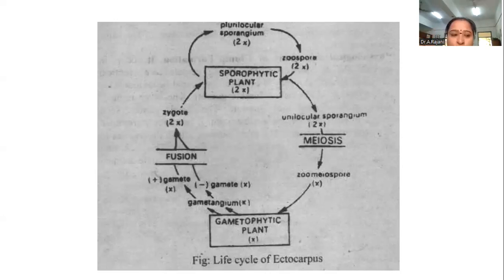Sometimes the zoospores formed in the plurilocular sporangia develop on the same sporophytic diploid plant. Likewise, haploid spores develop by parthenogenesis in the haploid gametophytes also. This life cycle is the isomorphic diplohaplontic life cycle. Okay, did you understand now? I think so, yes, ma'am. Any doubt?